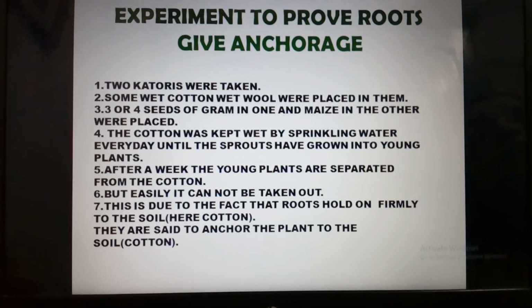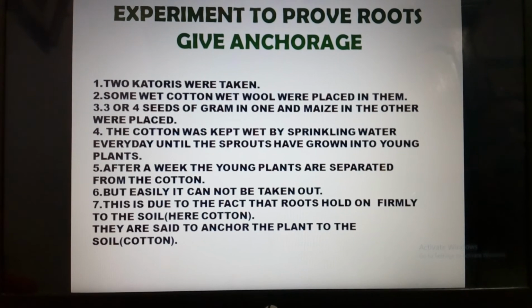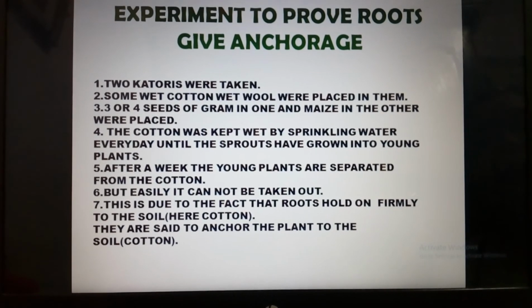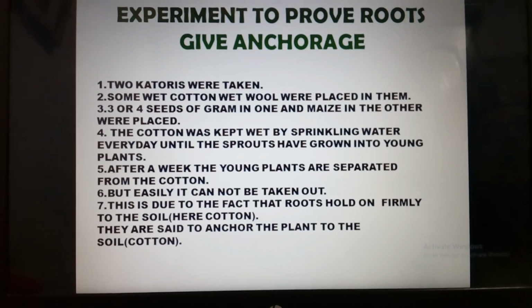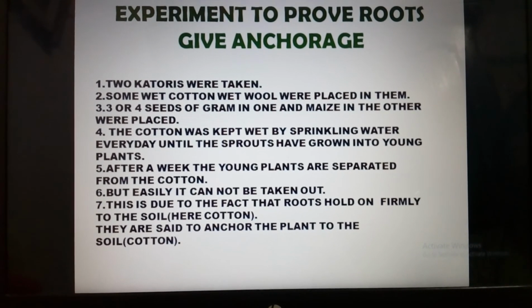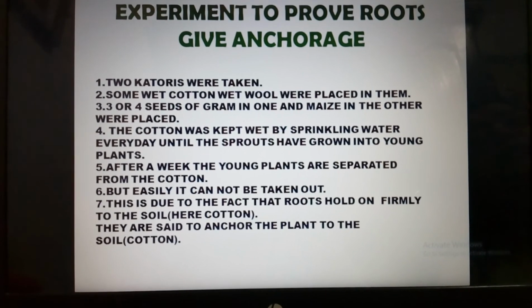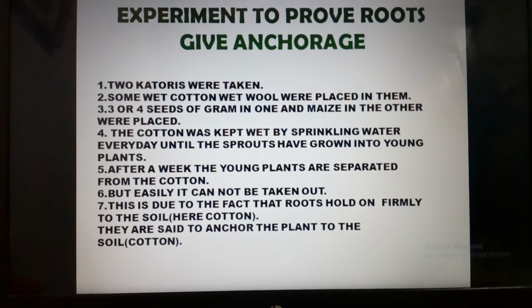That means here it is the cotton. That is, the roots anchor the plant with the soil, or here with the cotton. So by this experiment we can prove that roots also give anchorage.